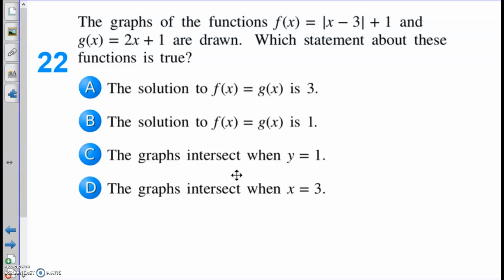So they intersect at 1, 3. So they intersect when x equals 3? No, it's when y equals 3. They intersect when y equals 1? No, it's when x equals 1. So what are they referring to?